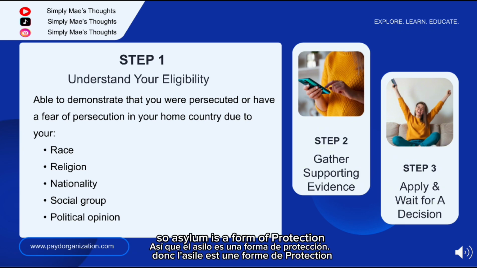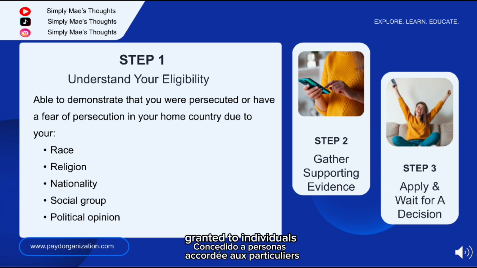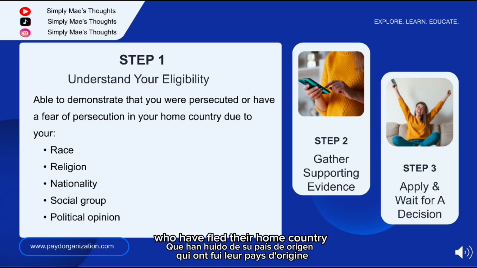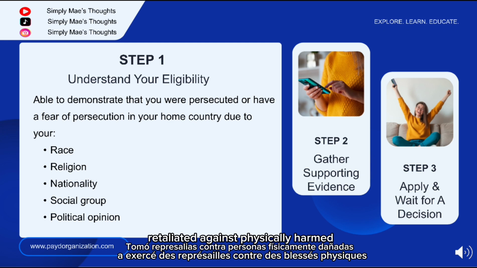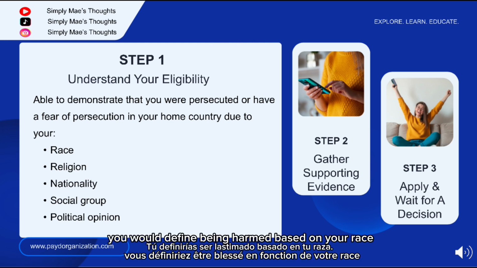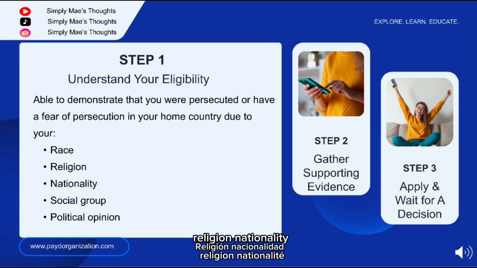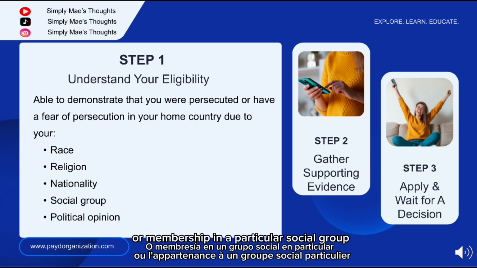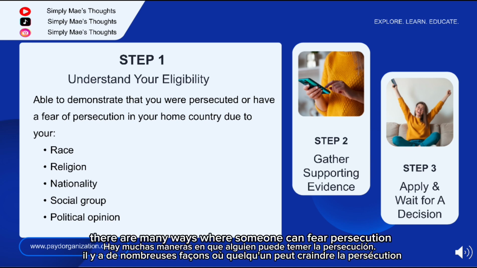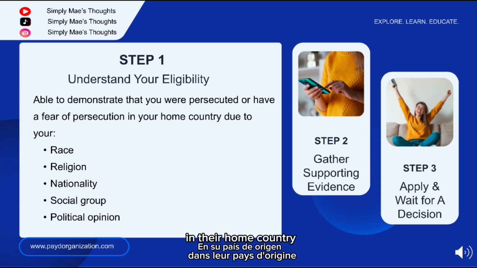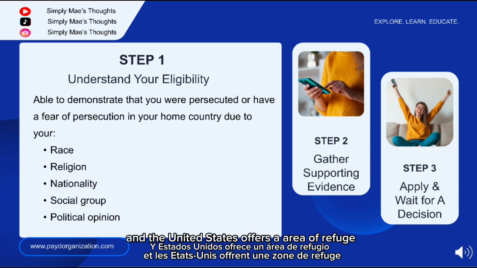To file for asylum in the United States, you need to meet the definition of a refugee. So, asylum is a form of protection granted to individuals who have fled their home country due to persecution or fear of being persecuted, retaliated against, physically harmed, however you would define being harmed, based on your race, religion, nationality, political opinion, or membership in a particular social group. So there are many ways where someone can fear persecution in their home country, and the United States offers an area of refuge for those people.